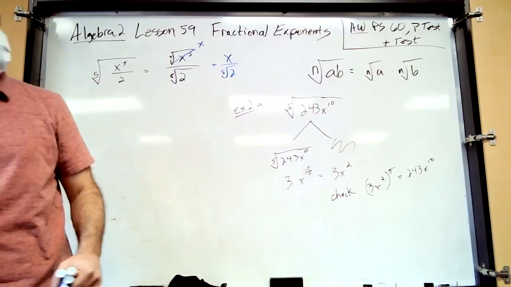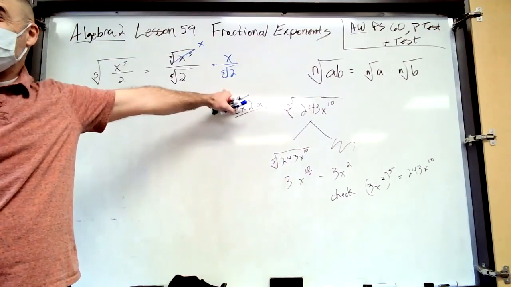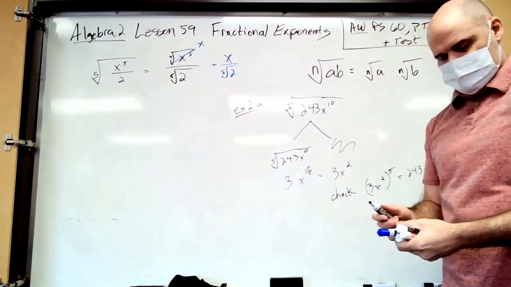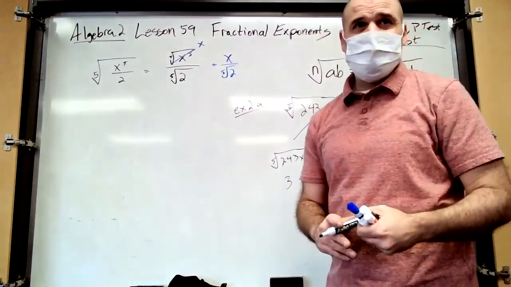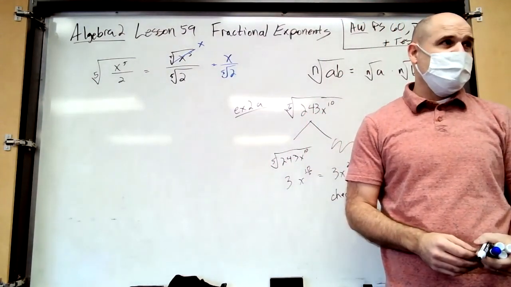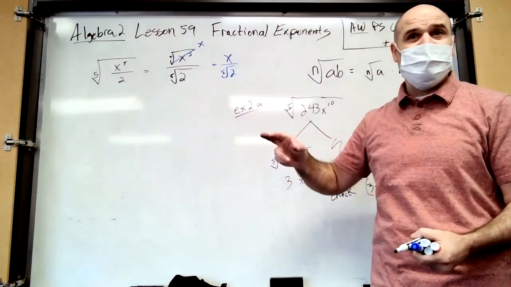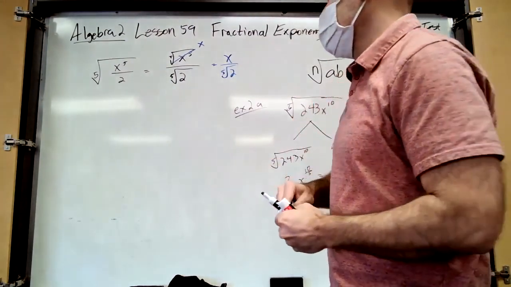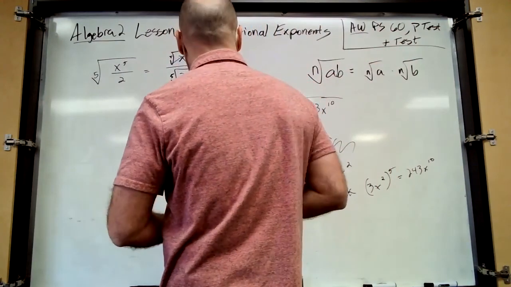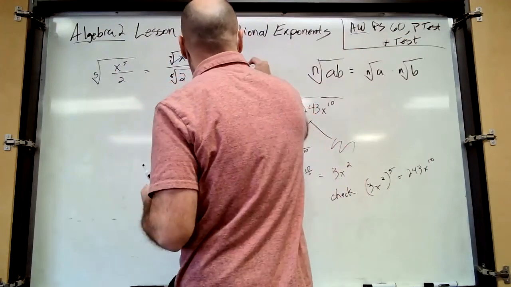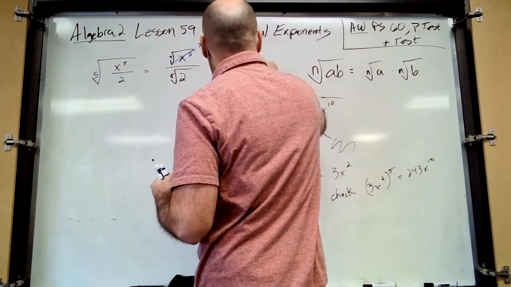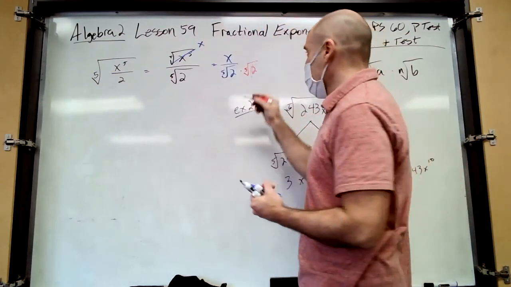So now what's the problem with this? You can't have a radical in the bottom, so what do you do to get rid of it? You can't just multiply by another 5th root of 2. How do you cancel a 5th root? No, you have to do this. You have to basically do this 5 times.